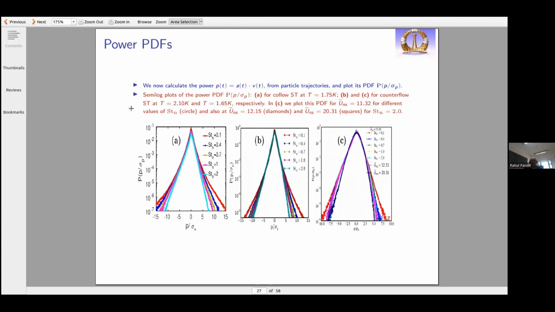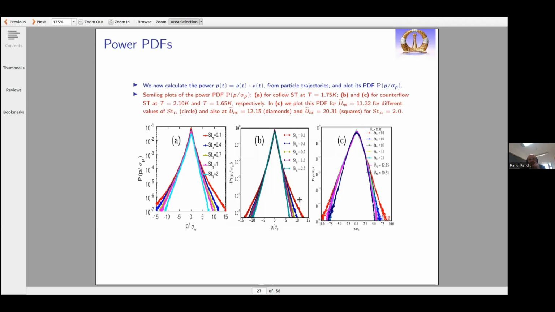All right, what more can we do? We can do power PDFs. Why on earth would you want to do this? This is one of the standard measures that is used to characterize the irreversibility of turbulence. So power is acceleration dotted with velocity here, and we have these power PDFs, and you can see they of course have to have mean 0, but we can study them as a function of Stokes. We can study them as a function of the counterflow velocity, and this is how they change.